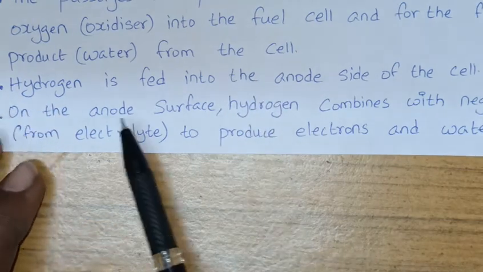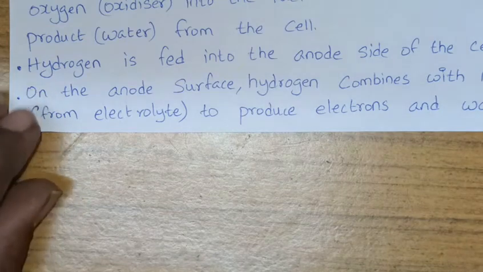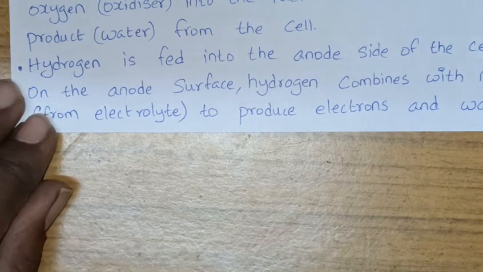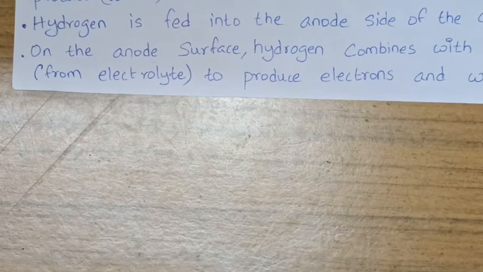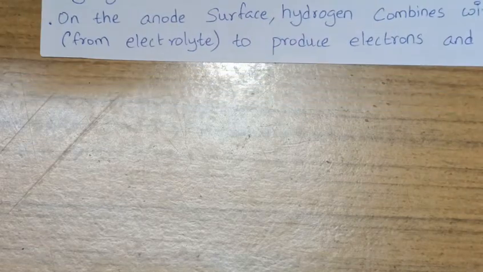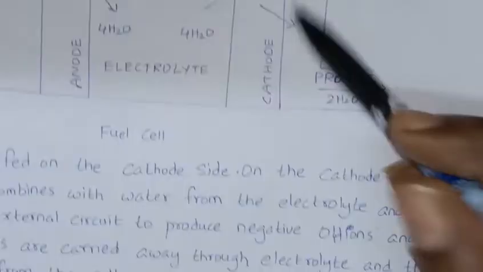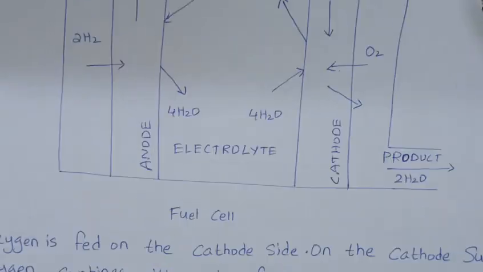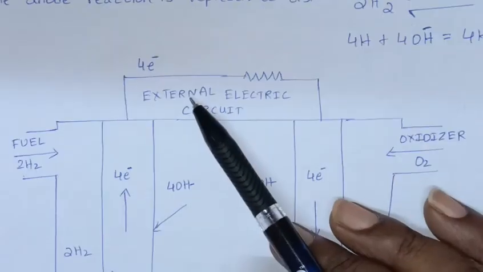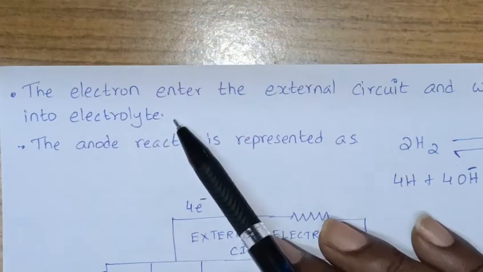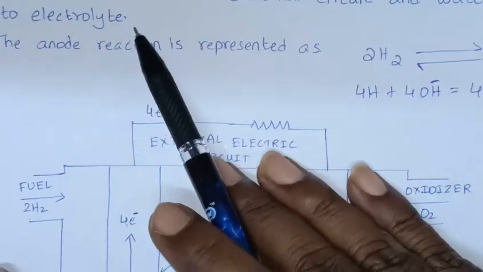So you can see here hydrogen is fed into the anode side of the cell, and what is happening on the anode surface? Hydrogen combines with negative OH from the electrolyte to produce electrons and water. This is the exact conversion taking place in this diagram. Here the solution is filled in this electrolyte. Next we will see the electrons enter the external circuit and water goes into the electrolyte.